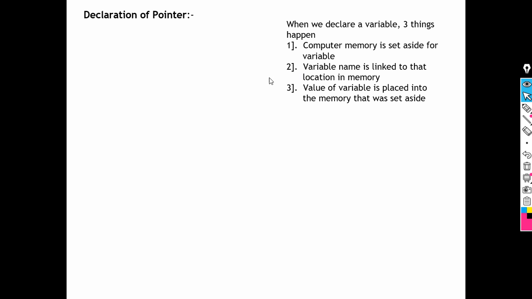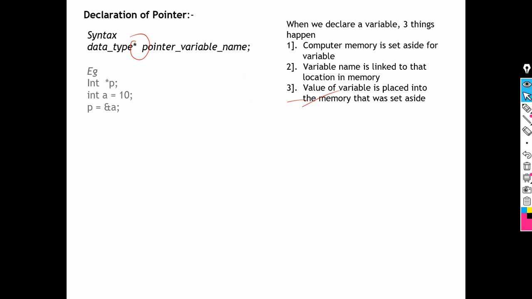How do you declare a pointer? With the help of this asterisk, you can see here. Can you see, all of you? This asterisk is used as an indirection operator. So data type, asterisk, followed by the pointer variable. That is how you generally declare the pointer.